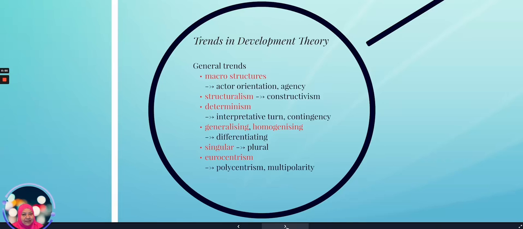We have 7 dimensions: context, explanation, epistemology, methodology, imagination, representation, as well as future. Actually, representation comes first, and then imagination, and then future. So for this one here, it's the trends in development theory.